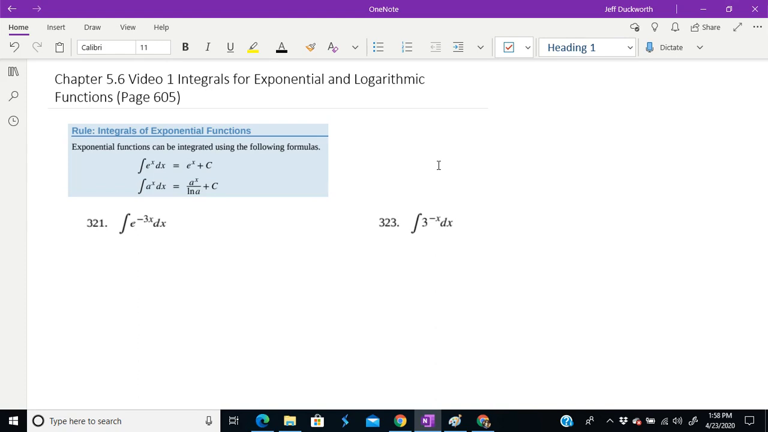So the second one says for any value as opposed to just e, if we take its integral, we get that same value to the x again over the natural log of whatever the value was. All right, so let's try to do these problems. These problems are on page 605.